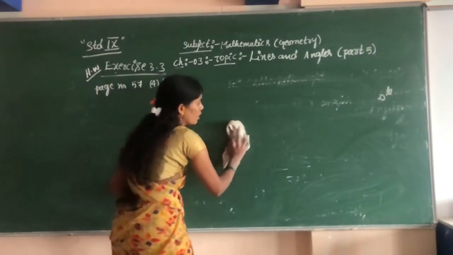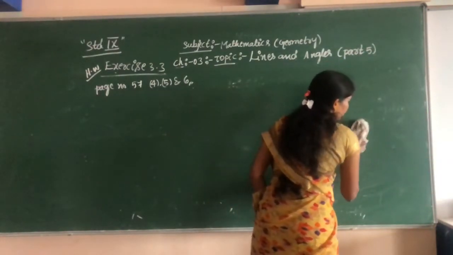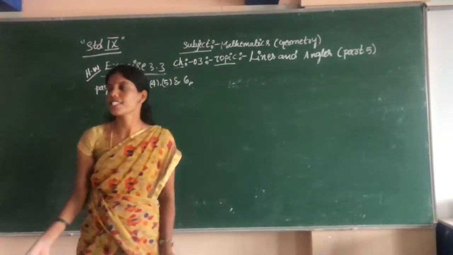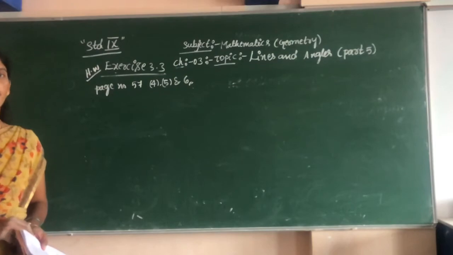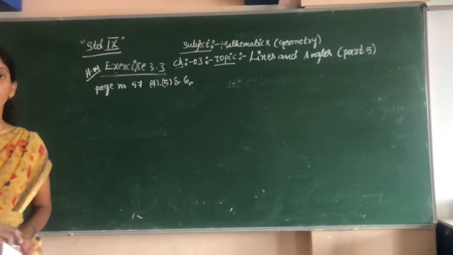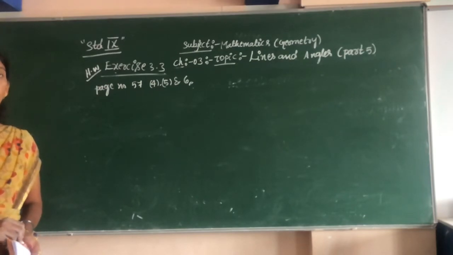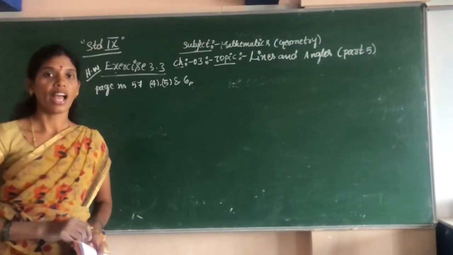I hope that you do the homework definitely at home. In this session, children, we studied the angle sum property of a triangle. How many degrees is the angle sum property of a triangle? 180 degrees. Okay, children. Thank you. Have a nice day.